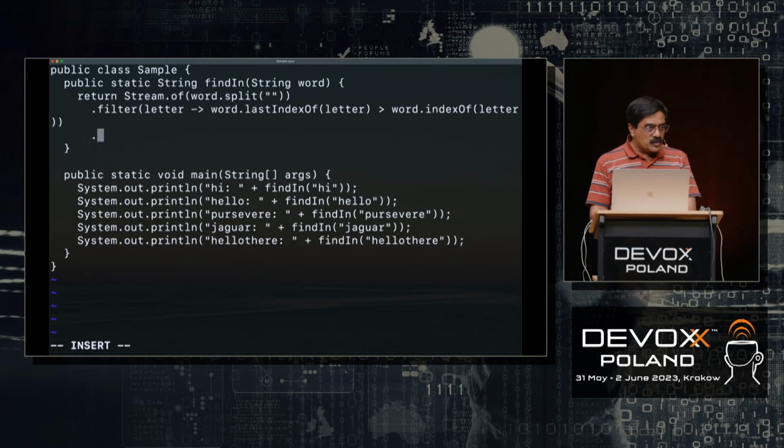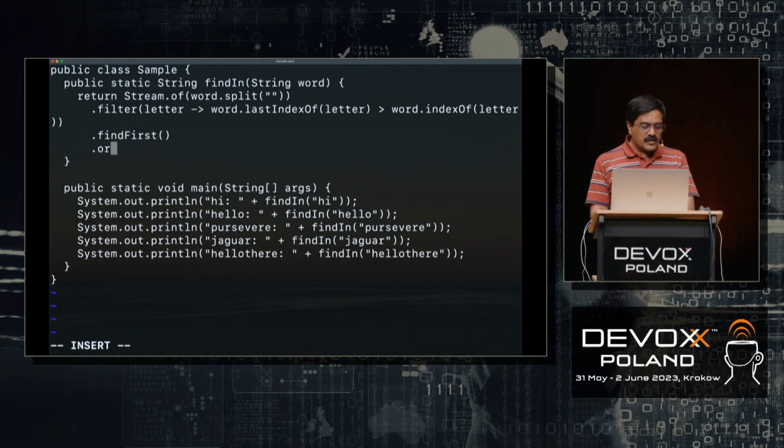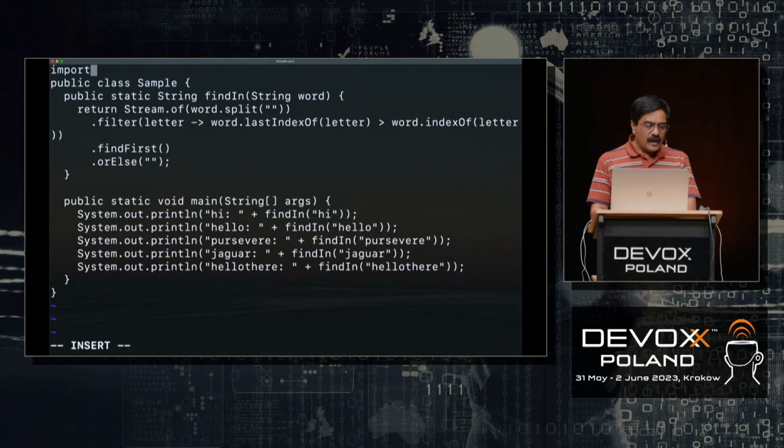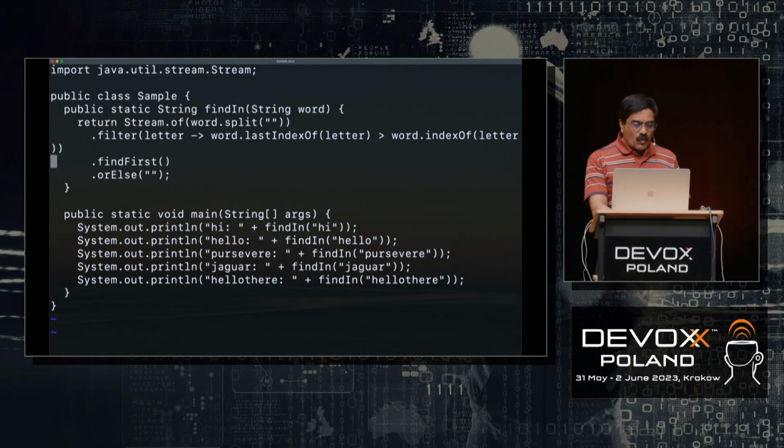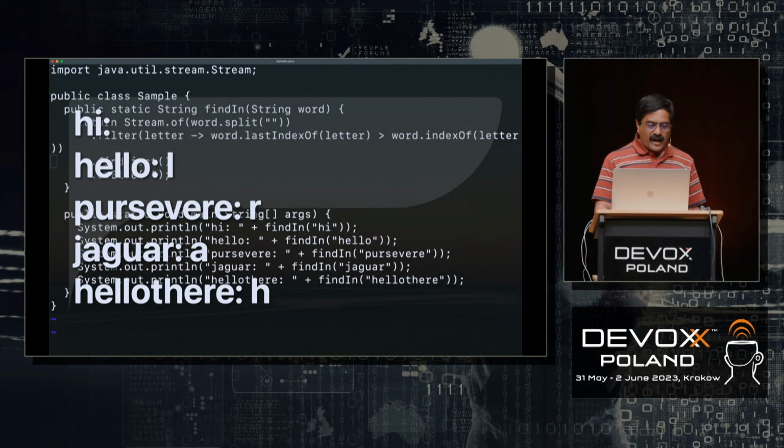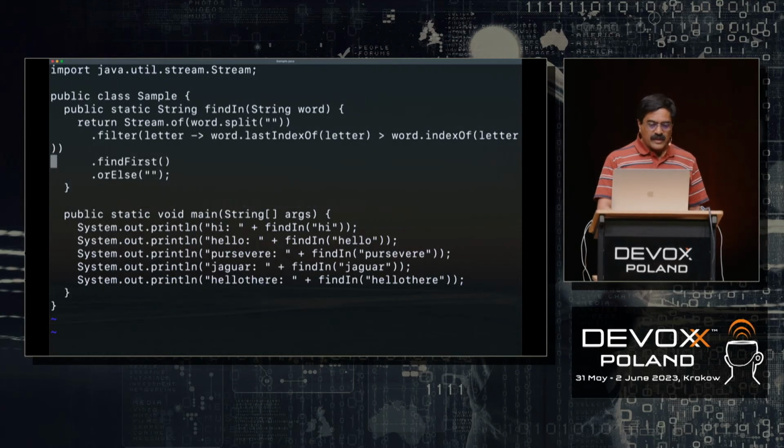Now that we did this, we can simply say findFirst, and if it doesn't exist, we can say orElse, and ask for an empty letter. So that becomes a very easy way to get that working for us. In this case, we can go back to the stream and ask for the letters, find the letter that's duplicated, and only find the first one. Otherwise, give me an empty string, and we can implement that very easily like so.